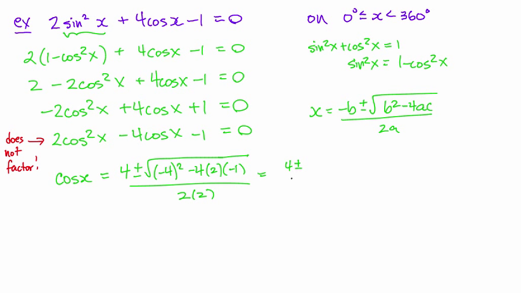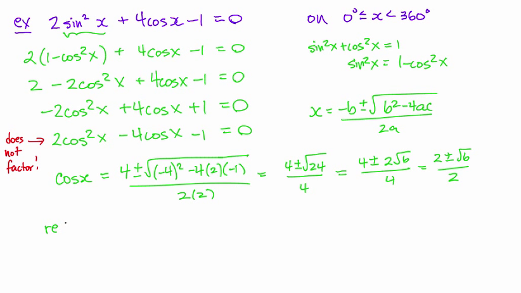So 4 plus or minus, and there's a 4 on the bottom. 16 plus 8 is 24, and so that gives me 4 plus or minus 2 root 6 all over 4, and I can divide everything by 2 and get 2 plus or minus root 6 all divided by 2. So that's what cos x is equal to.